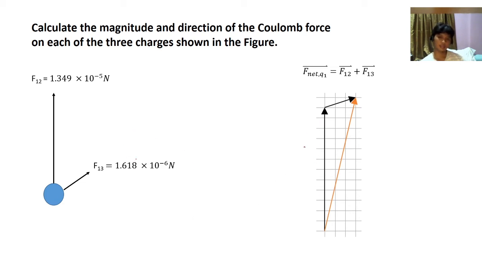This vertical force vector is just F12. And in order to add F13 to F12, we just connect that F13 vector to the head of the first vector, F12. And after connecting F12 and F13, we now trace this orange vector, which starts at the beginning of F12 and ends at the end of F13. This is your Fnet Q1. This is the sum of F12 and F13. So that's how you do it graphically.